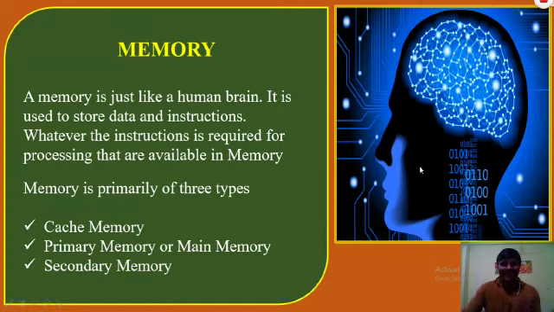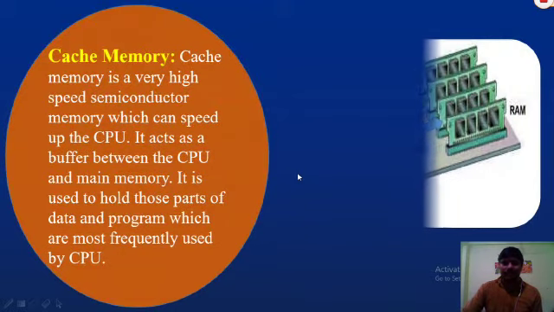So the data that is required by the CPU for processing can be available in the memory. The memory is mainly of three types. They are the cache memory, primary memory or the main memory, and the last one is the secondary memory. Let us discuss each one briefly.